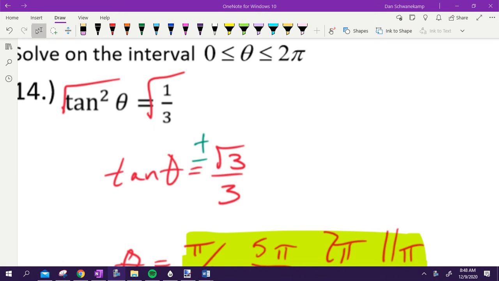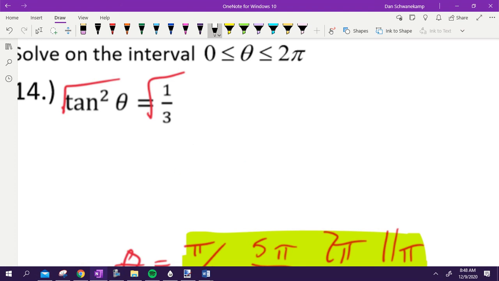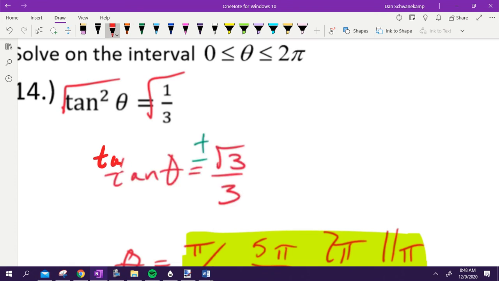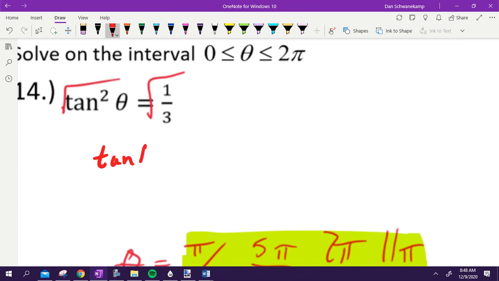All right, we are going over the 7.3 homework, making sure we're on the same page. We are solving for this one: tangent squared. First thing I did is took the square root. Go with that? Okay, so the square root goes away, so then I get tangent of theta equals the square root of 1/3.